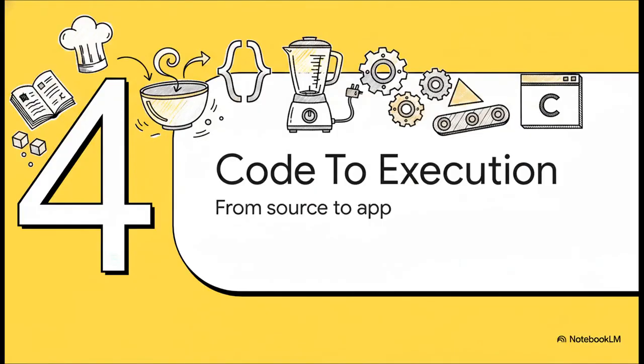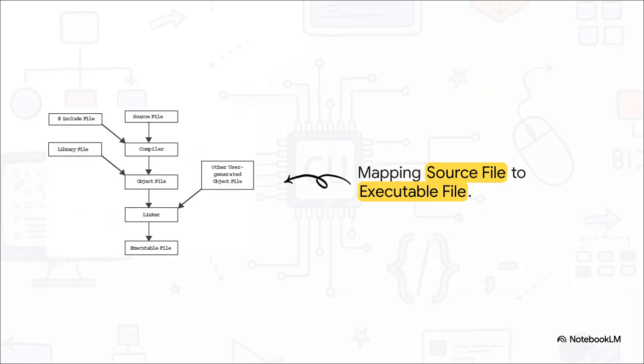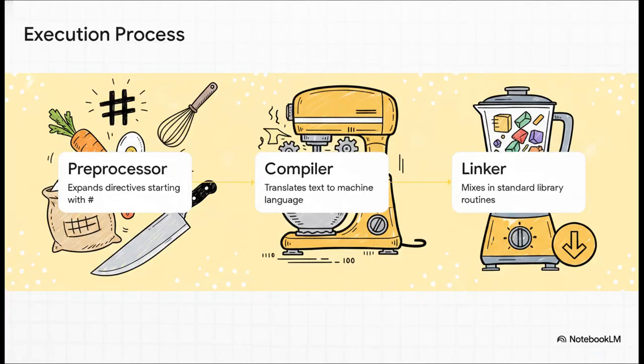Section 4. Code to execution. So how did these raw text ingredients actually blend into a working application? Well, it takes an amazing journey from human thought down to an executable reality. The original source file gets passed through a compiler to generate an object file. That object file is then run through a linker, paired up with standard library files to finally produce the executable file. Think of these steps as your kitchen appliances for code.